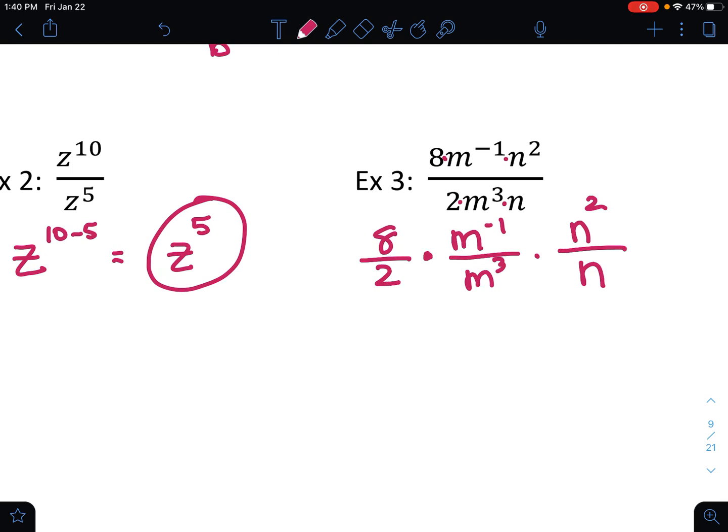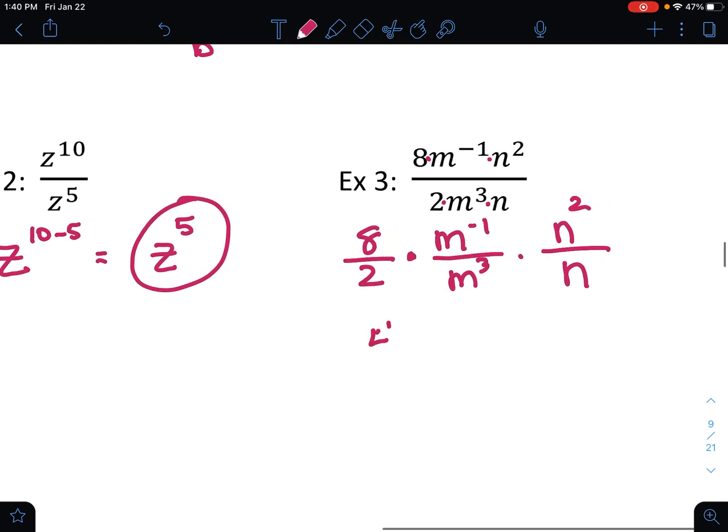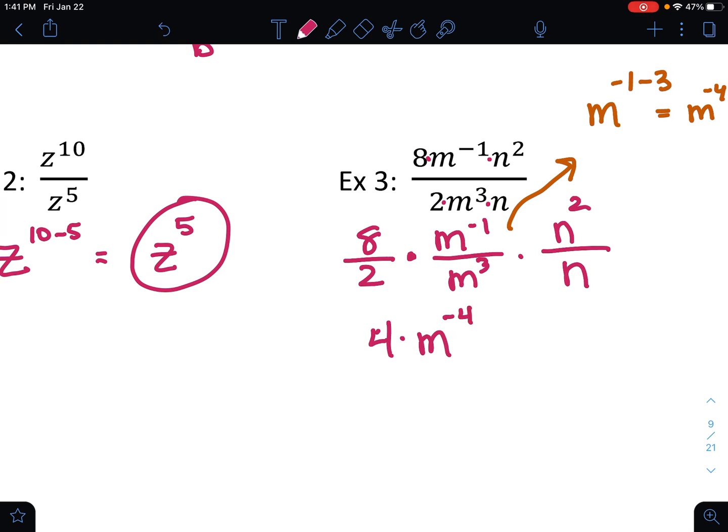So now let's just simplify them. Well, the first one says 8 divided by 2. Well, I know 8 divided by 2 is 4. All right, the second one, what I'm really doing is m to the power of top exponent minus bottom. So negative 1 minus 3 is negative 4. All right, so I'm going to jump back down here. I'm going to have times m to the negative 4. And then the n's.